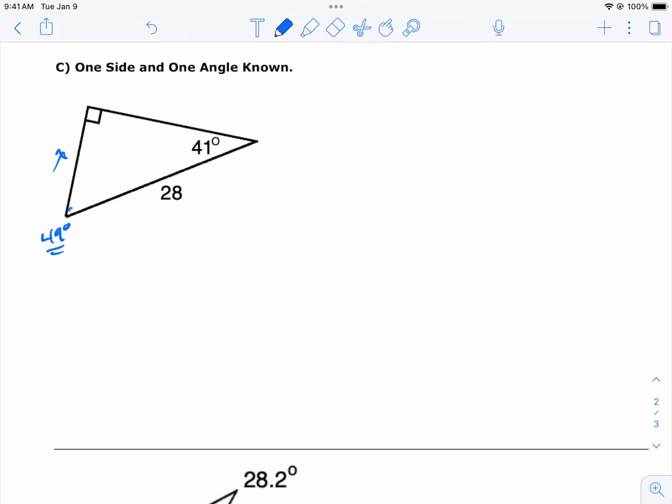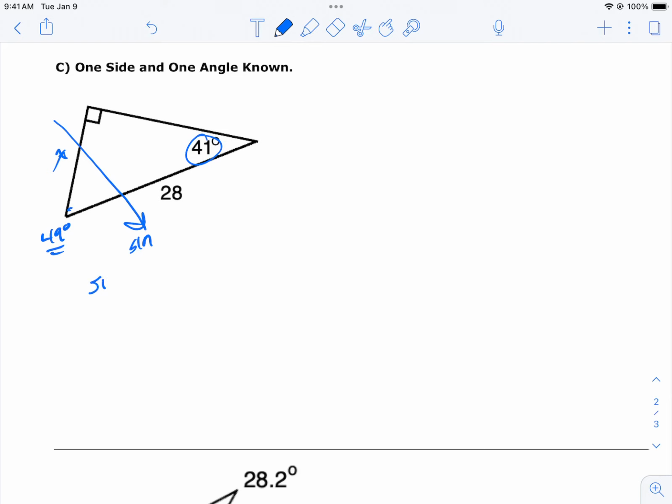I picked this side. It doesn't matter which side you pick. What matters is that once you pick a side, you get the right trig function. So remember, you have to decide which angle am I going to use right now, because that makes the opposite and the adjacent switch places depending which angle you use. So I'm going to use this angle. So if I use this angle, that would be called the sine. When you go opposite over hypotenuse, that's a sine.